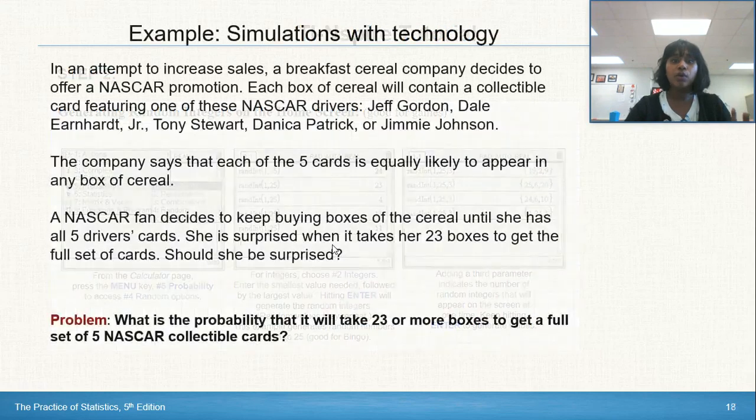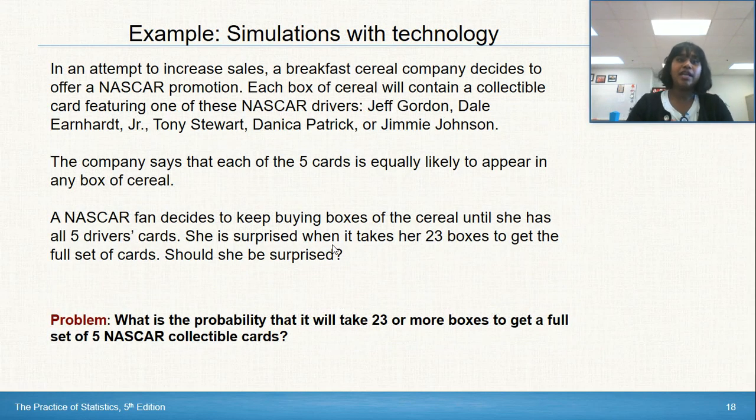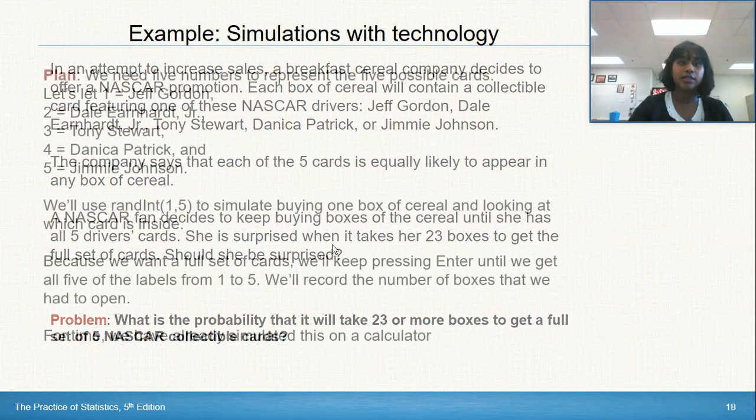So with ours, we would be doing this question. In an attempt to increase sales, a breakfast cereal company decides to offer a NASCAR promotion where you get collectible cards of these following NASCAR drivers. A fan buys a bunch of boxes because she wants to collect all of her driver's cards, but she's surprised when it takes 23 boxes to get a full set. Should she be surprised? So let's create our simulation. Let's state, plan, do, and conclude.